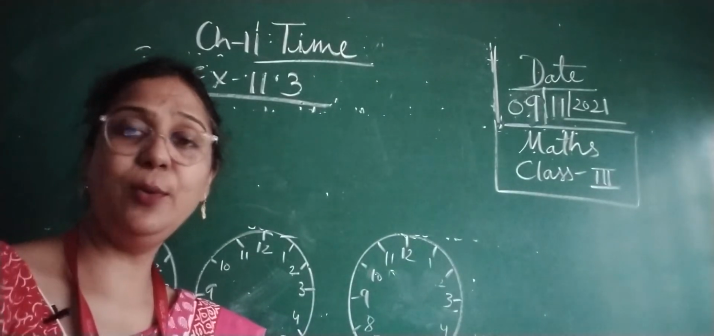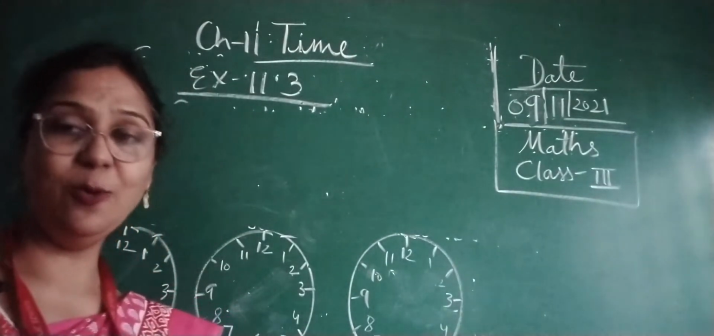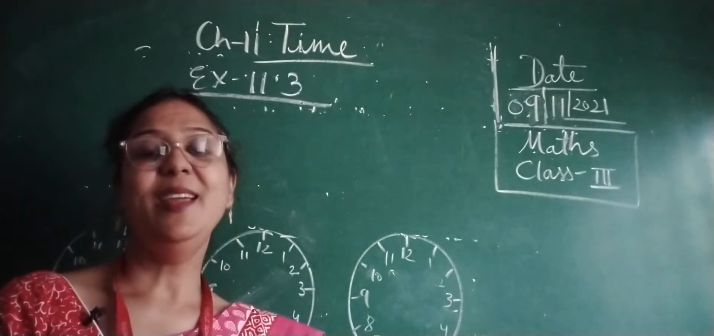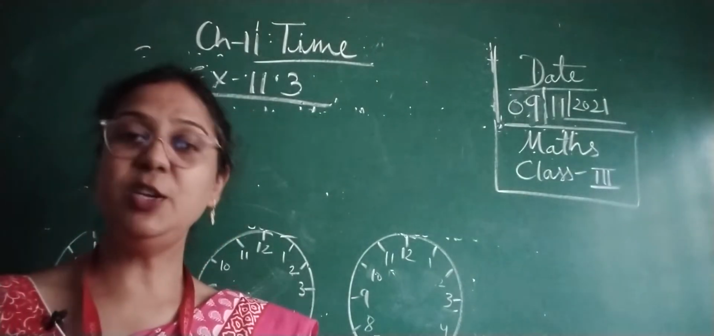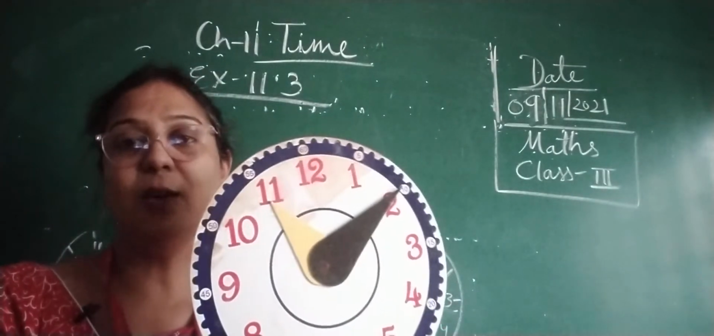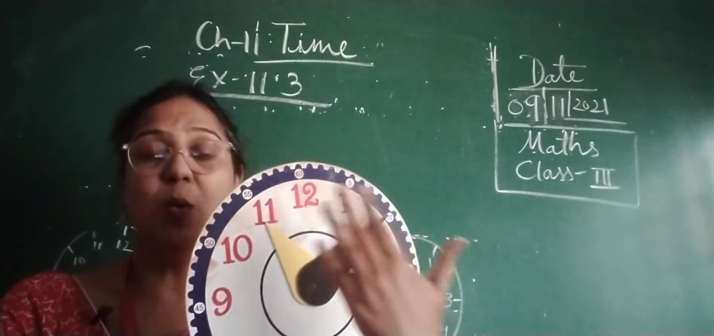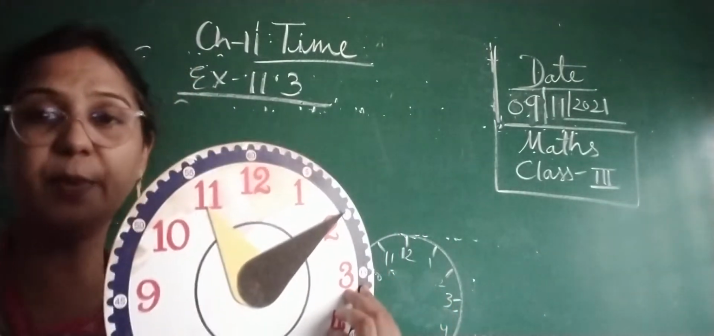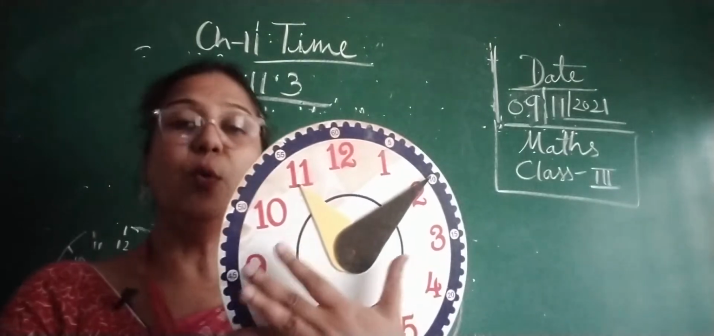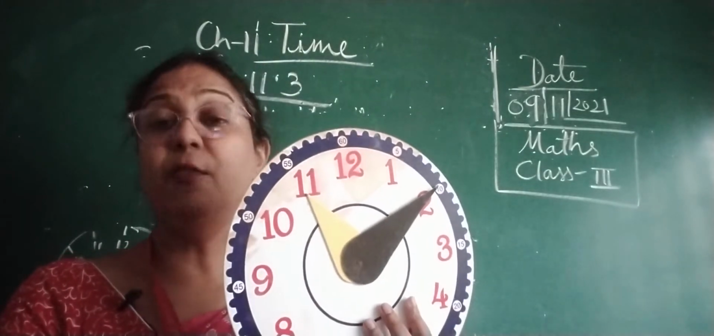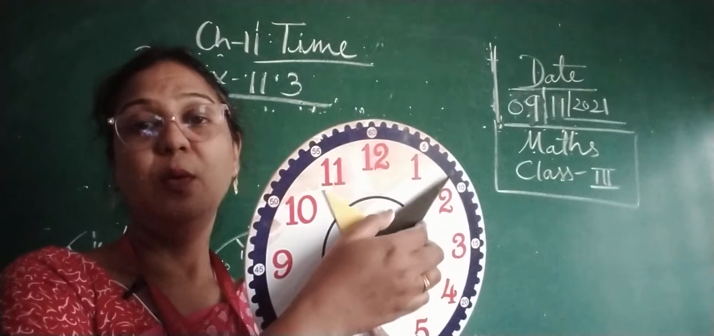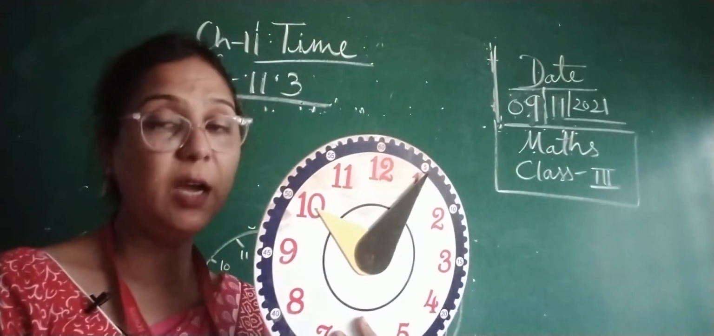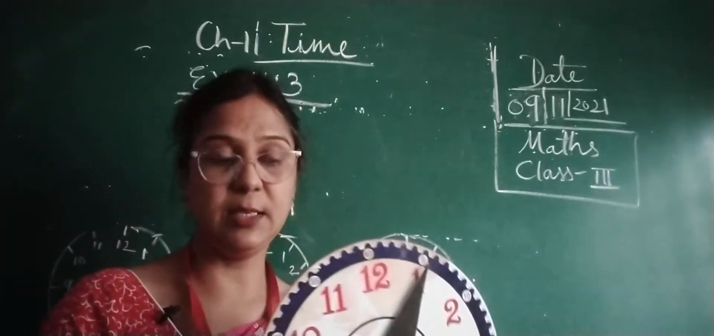Children, as you all know, we are learning time, how to watch or how to write the time. I have already shown you this clock, and we have discussed how we will write half past, quarter past, and quarter to. And we have already discussed what the duration of 5 minutes is and how we can show this, which we have already done in exercise 11.3.